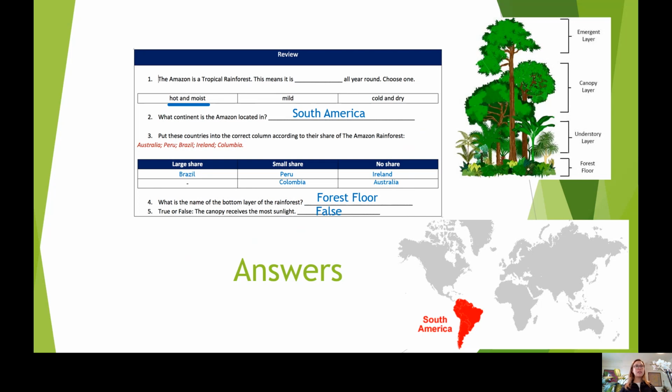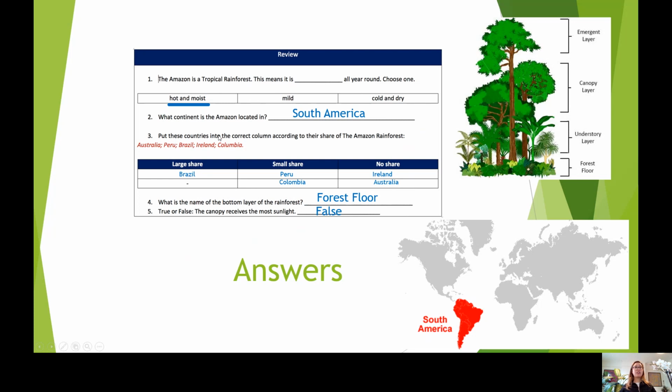Question 2. What continent is the Amazon located in? The answer is the continent of South America, which I can show you here on the map of the world. This continent is colored in red, and it is massive. It contains 14 countries. 12, I might need to look that up, either 12 or 14 countries. My mouse is hovering here over Britain, so you can compare the size of Britain with the continent of South America.